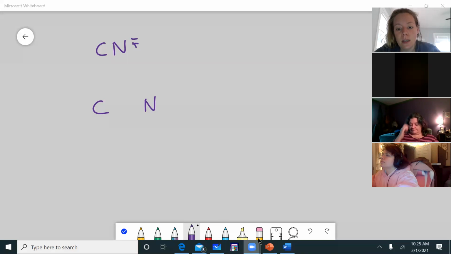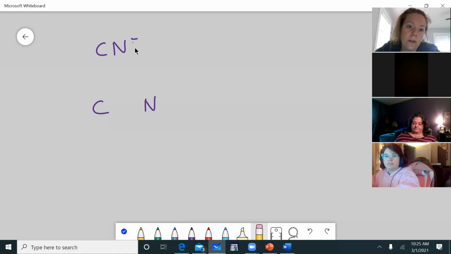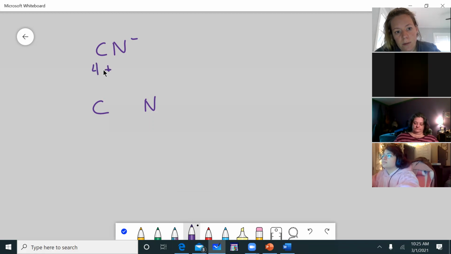Okay, so this one is a little funky, but carbon brings 4, and there's only 1 of them. Nitrogen brings 5, and there's only 1 of them. Now, if you were to calculate this out, you would have 9 electrons. Anytime you get an odd number like that, at least on an exam, you've done something funky, so recheck or look at the charge. This charge here tells you that you have an additional electron. So I'm going to add 1 electron, and you should have a total of 10 electrons.